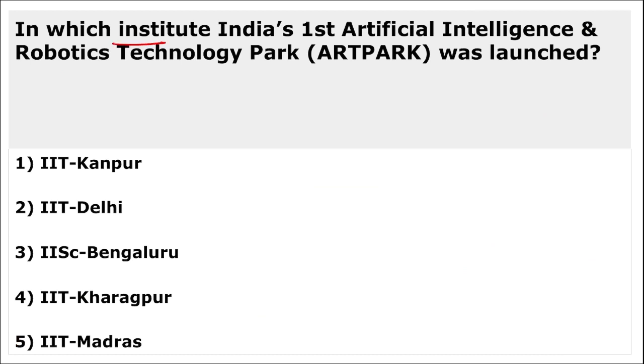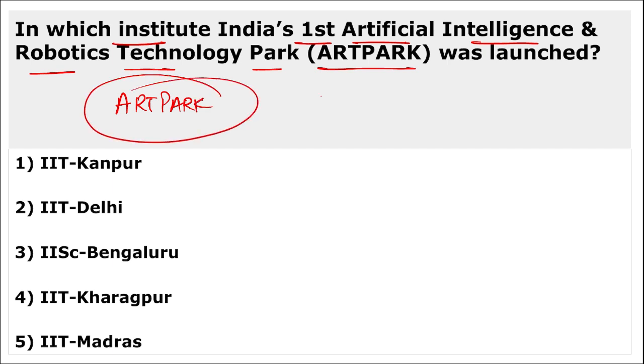Next, which institute was India's first artificial intelligence robotic technology park, that is your ART Park, launched at? ART Park was launched where? That is India's first artificial intelligence based robot technology park. So this first ART Park was launched at IISc Bangalore, that is your Indian Institute of Science, located in Bangalore, Karnataka.